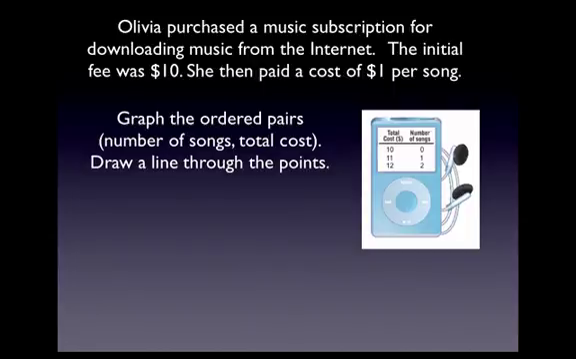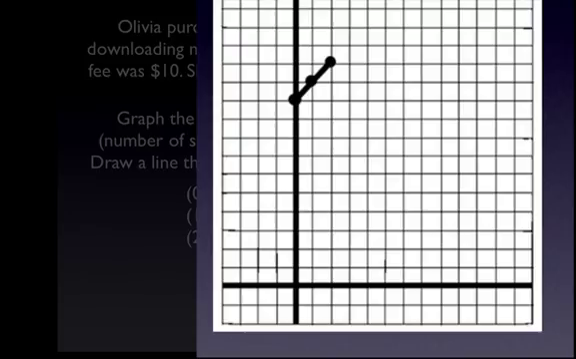So we've got our information over on the iPod on the right, and we've got our total cost, which is Y, and our number of songs, which is X. So we end up with ordered pairs of 0, 10, 1, 11, and 2, 12. So what does it look like when we graph that?